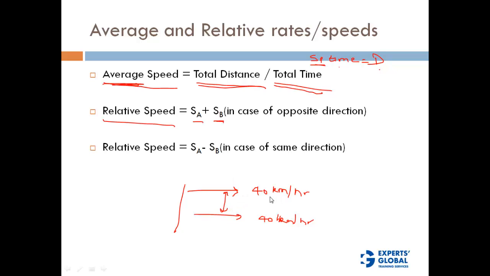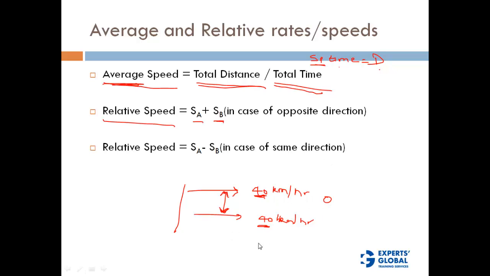And why is that 0? Whenever you both are traveling with the same speed, the relative speed is going to be 0. That is because you yourself are traveling at a particular speed and the other person is also traveling at the same speed. So you will see that there is not going to be any difference. So relative speed is going to be 0.